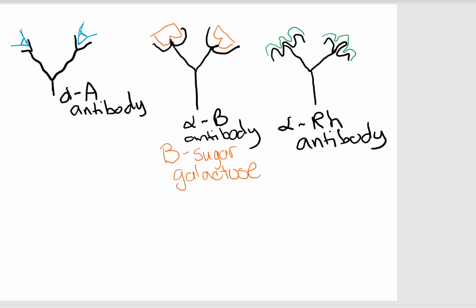The RH factor that I drew on the previous slide was a green squiggle. So I drew the binding site for the anti-RH antibody as a black squiggle. These 3 antibodies are drawn binding to their particular antigen. And if they bind to their particular antigen, I want you to think of this, that antigen is still stuck to our red blood cell.